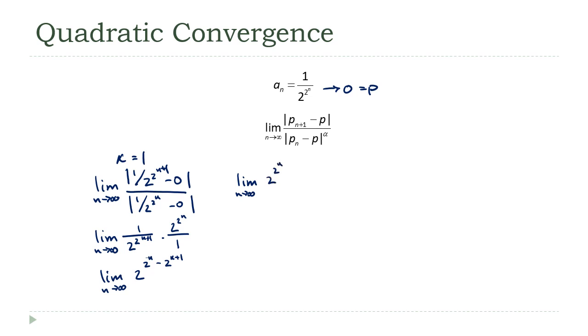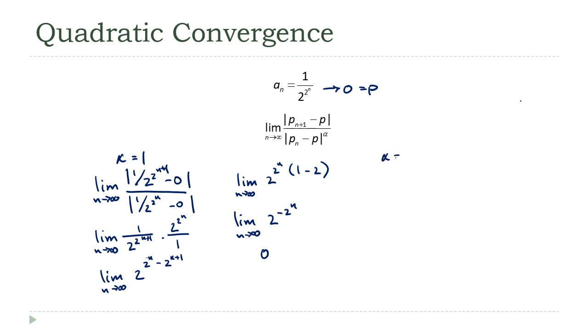2 to the n. I'm going to factor out 2 to the n here. So this is 1 minus 2. So that's the limit as n goes to infinity of 2 to the negative 2 to the n, and that's going to be 0, which is less than 1. So we know that we are at least getting linear convergence, right? But let's see if we can do better.